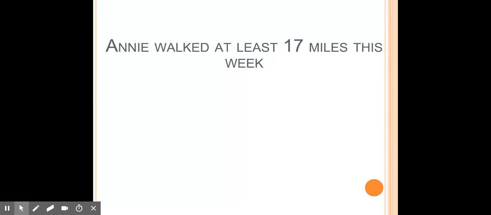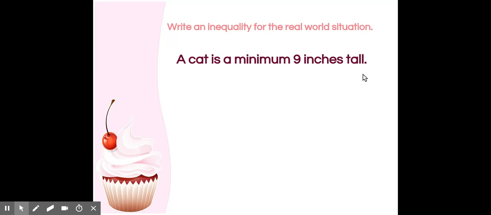Annie walked at least 17 miles this week. Well, this one is slightly different because the word at least means Annie is able to walk 17 miles or more. So we have to write not only greater than, but greater than or equal to. So the inequality looks like A is greater than or equal to 17. Because the least amount is 17, and she's going to walk any quantity more than that.